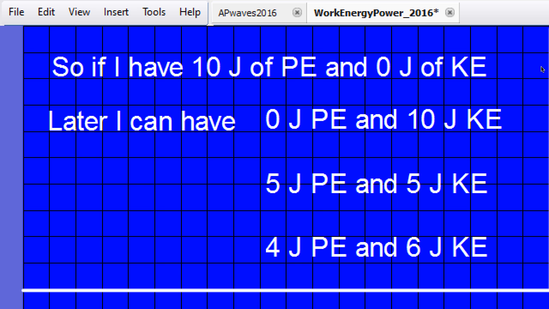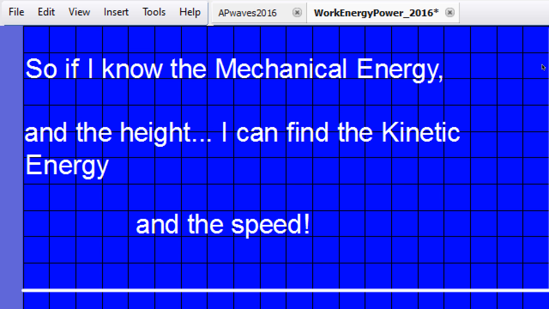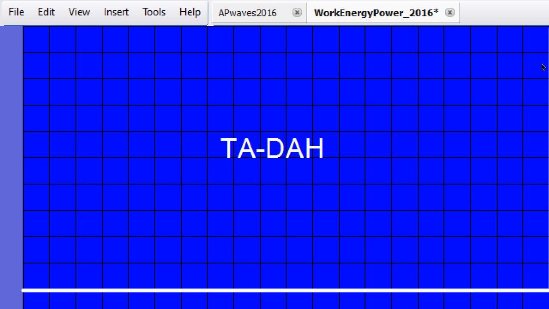The actual number of mechanical energy will be different for each problem. But within that problem, it never changes. So, if you know the mechanical energy and the height, you can find the potential energy, you can find the kinetic energy, you can find the speed. And that's it. Now please do the page 72 example problems.